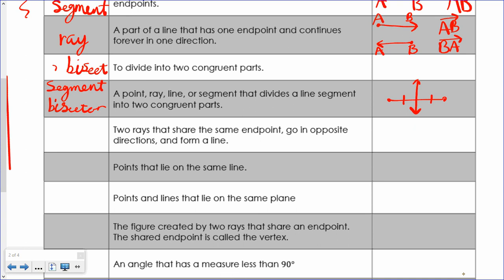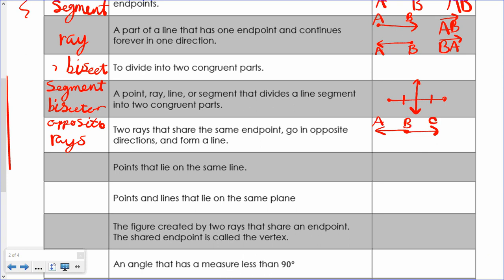Great. Two rays that share the same endpoint but go in opposite directions and yet still form a line. Those are opposite rays. Okay, so the way that we're going to draw this, right, we have one ray going this way. How would I draw the opposite ray? Do I pick a new starting point? No, same starting point, just goes in the opposite direction. Okay, so I'm going to call this A and then B and then C.